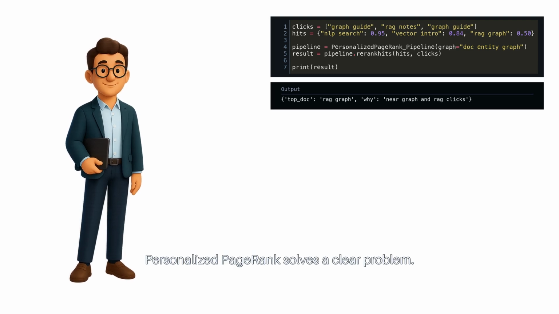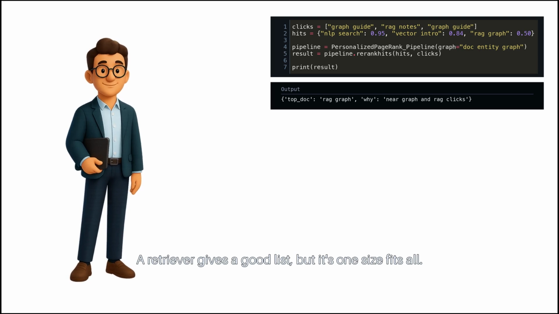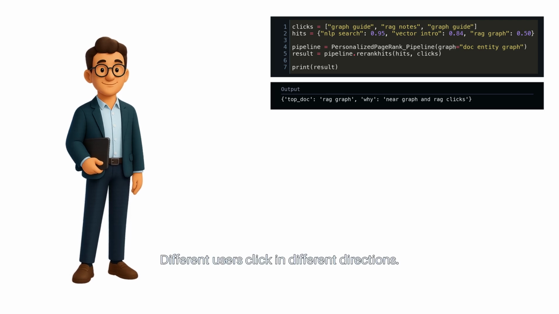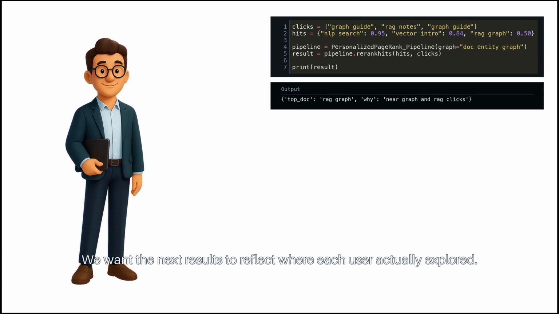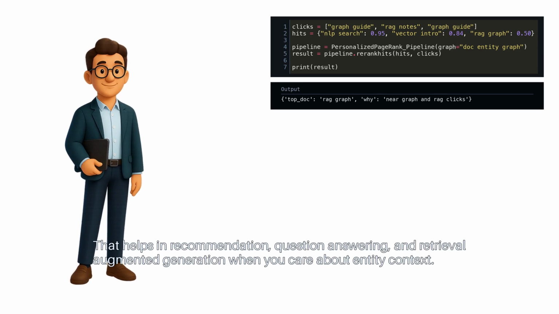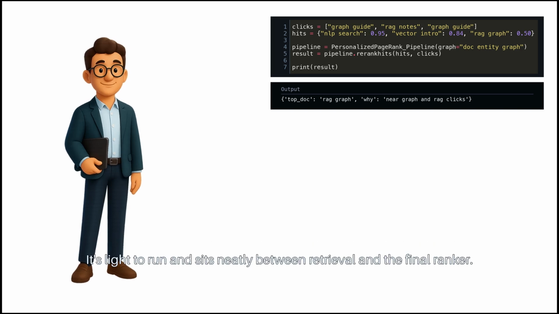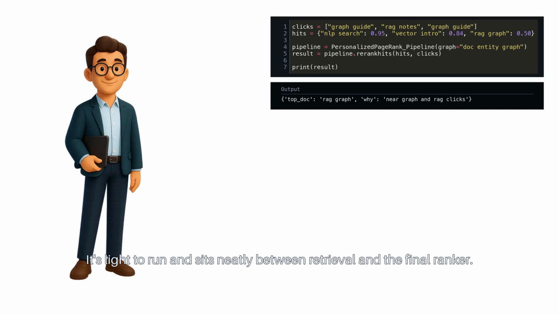Personalized PageRank solves a clear problem. A retriever gives a good list, but it's one size fits all. Different users click in different directions. We want the next results to reflect where each user actually explored. That helps in recommendation, question answering, and retrieval augmented generation when you care about entity context. It's light to run and sits neatly between retrieval and the final ranker.